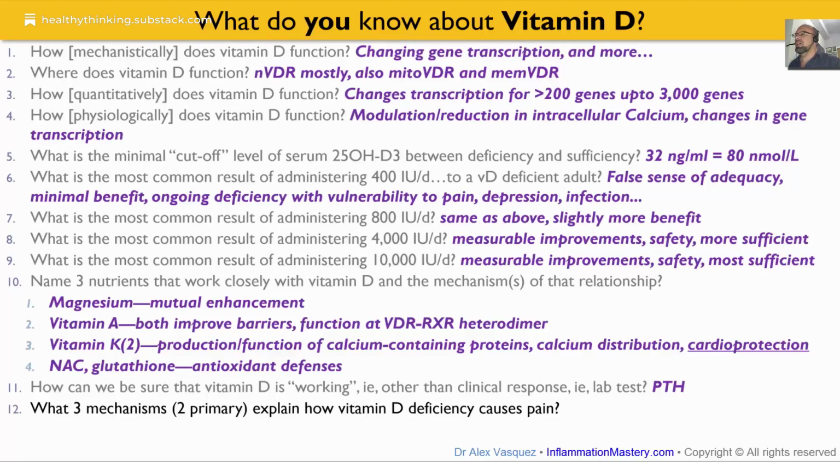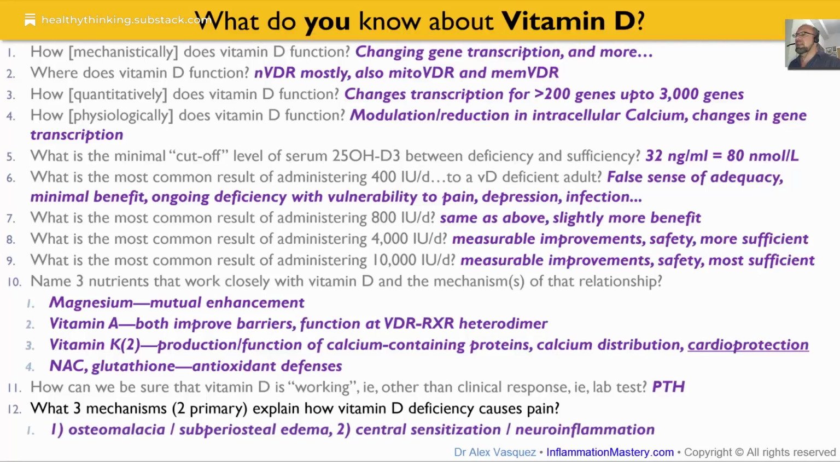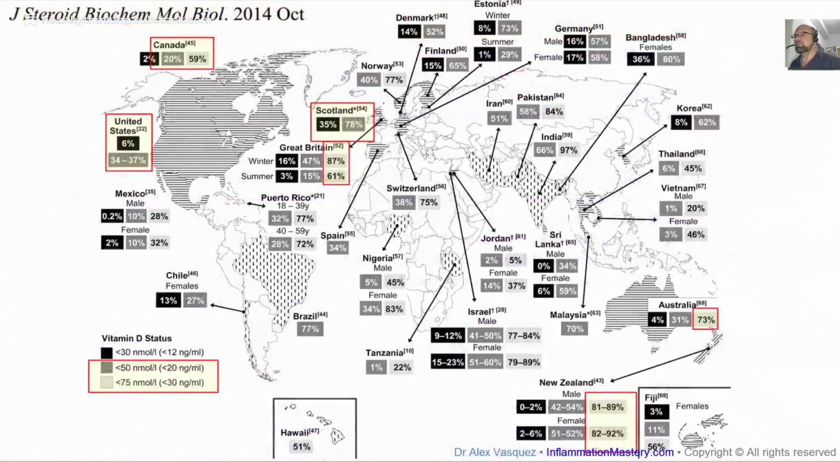And finally here, question number 12, what 3 mechanisms explain how vitamin D deficiency causes pain? These are osteomalacia or subperiosteal edema. Number 2, central sensitization or neuroinflammation. And the third answer could be hyperinnervation, followed by dysbiosis, inflammation, insulin resistance, obesity, and autoimmunity.